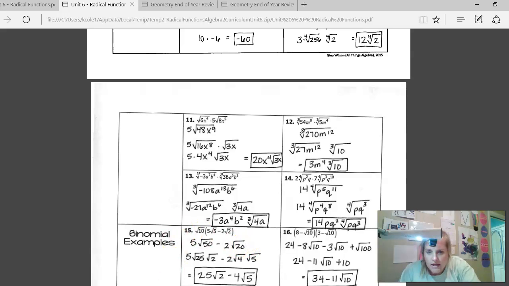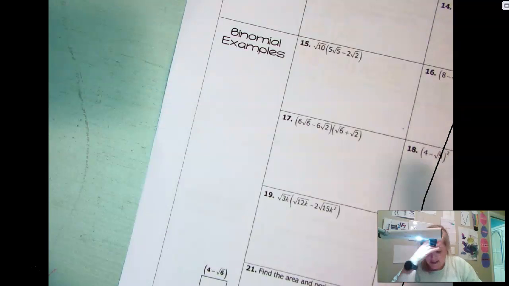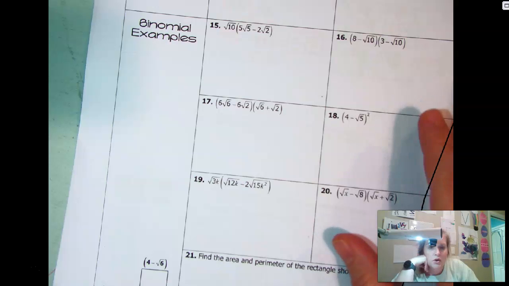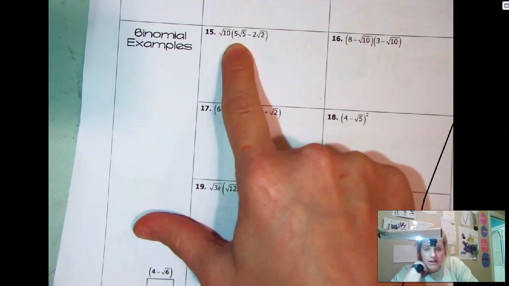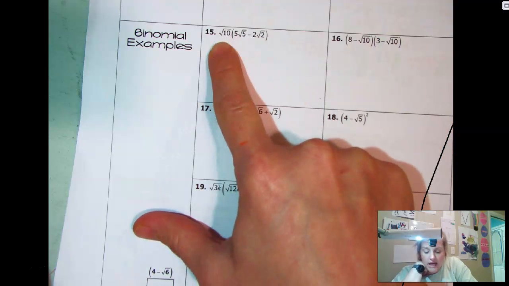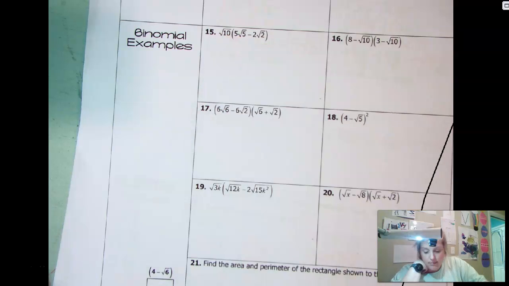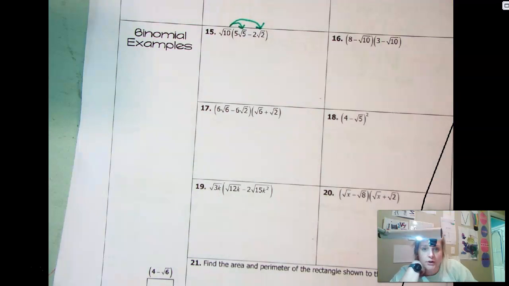Okay, now the next part is the binomials. If we look at the binomials, remember that means that you have two parts. Now, some of you I know love to do the area model when it gets time to do FOIL, so I will show you that as well. This is just the distributive property. So we're taking that square root of 10 and distributing it inside the parentheses. So it's just going to go to both.